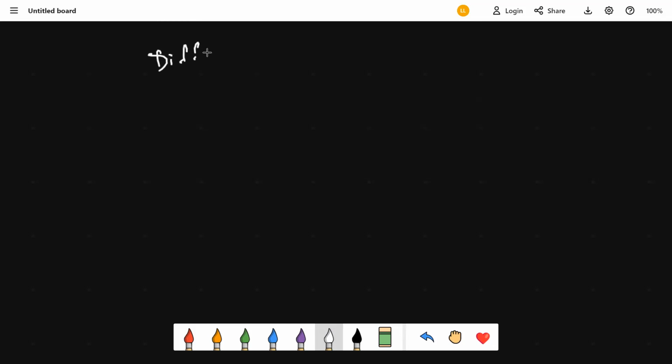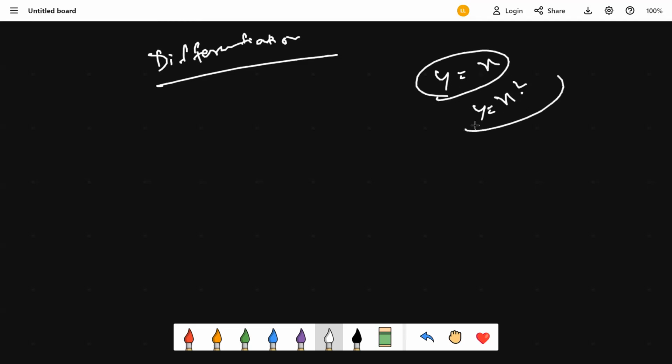The topic differentiation is simply the process of finding the rate at which a function changes. Now, the function means this is a function and that is another function. We just saw these two functions a few moments ago. So differentiation means simply the rate at which the function changes. That means simply the gradient.